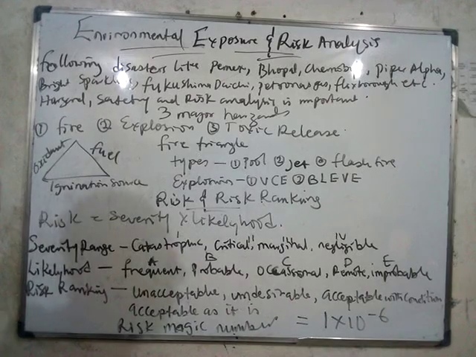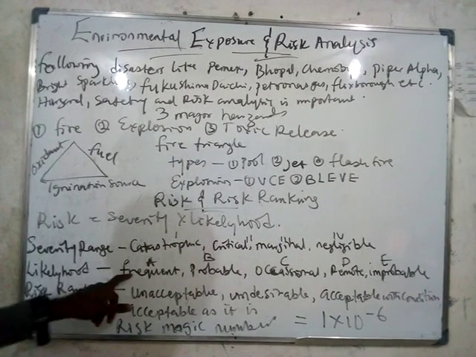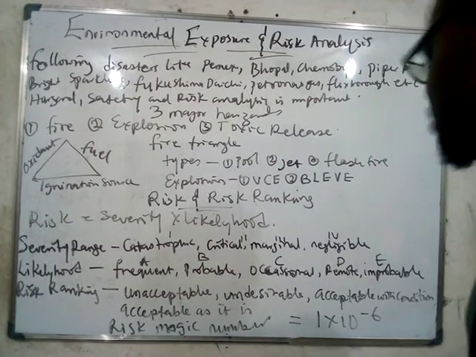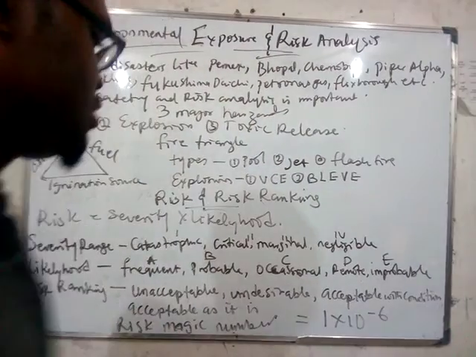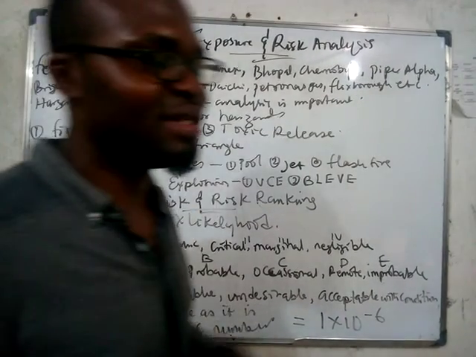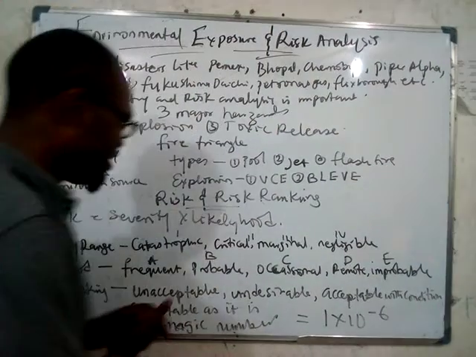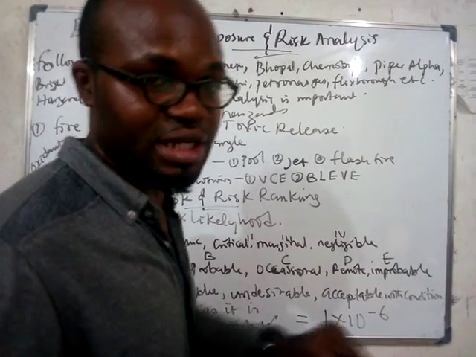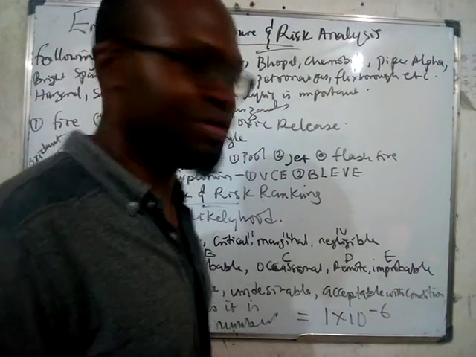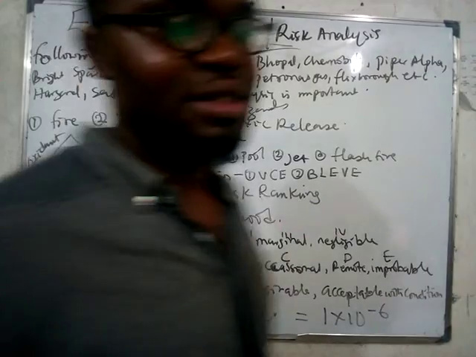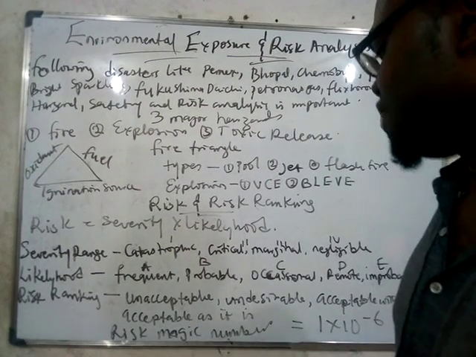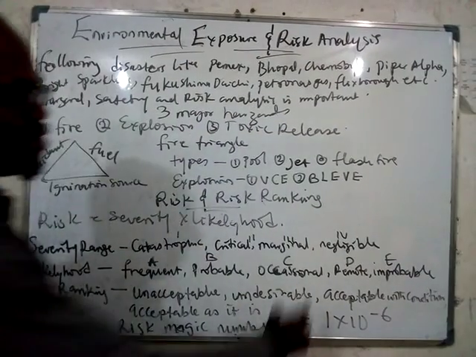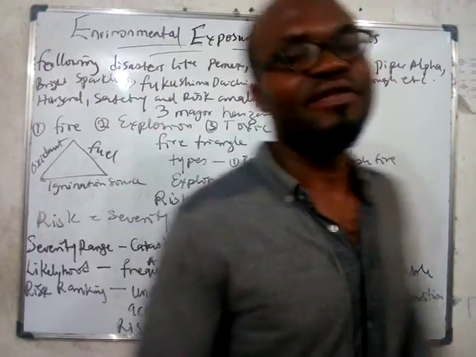Now we have what we call risk ranking. Once you multiply severity with likelihood, what do you have? Is this risk acceptable? Is it undesirable? Is it acceptable with conditions? Or is it acceptable as it is? That means that the risk is very, very small, and you just leave it as it is. The bad one is unacceptable and undesirable. Then acceptable with conditions, you can accept it, but once you're wearing helmets and other protective materials. Acceptable as it is means the impact is very small. Now, what is that magic number that you have when you have risk at that level, where you say you can manage? That number is 1 times 10 to the power minus 6. Very, very important.